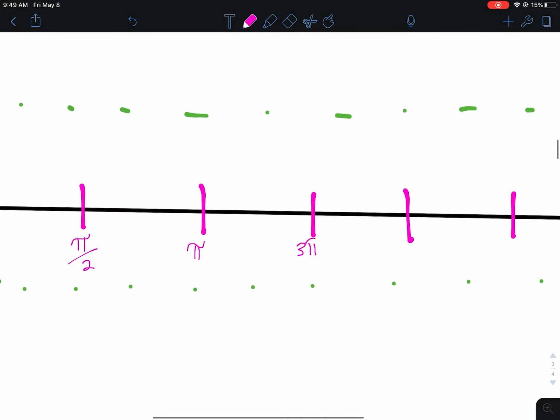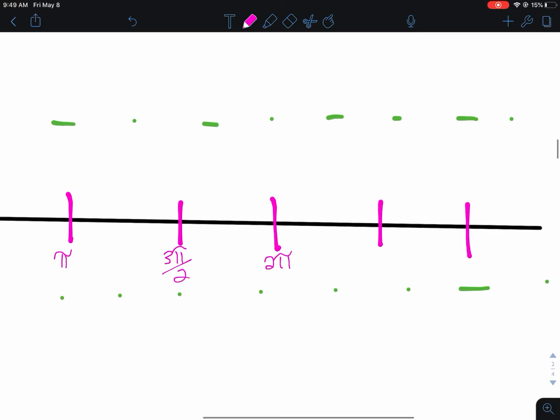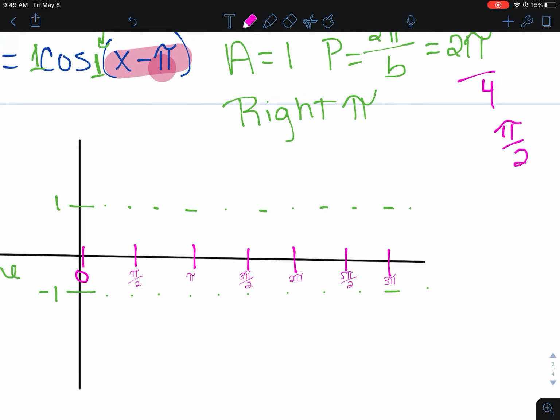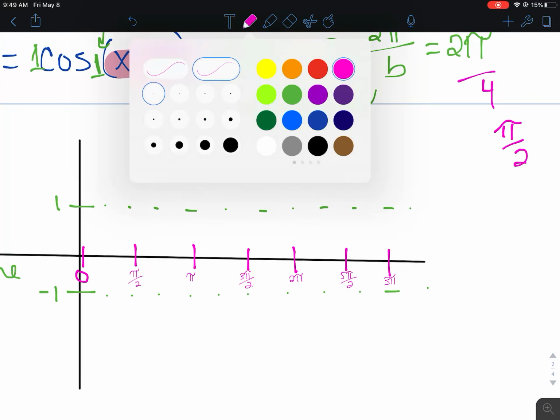So I'm going to go in and label first off. So this is pi over 2. This is pi. This is 3 pi over 2. This is 2 pi. This is 5 pi over 2. 3 pi. And we could keep going if we needed to, okay?